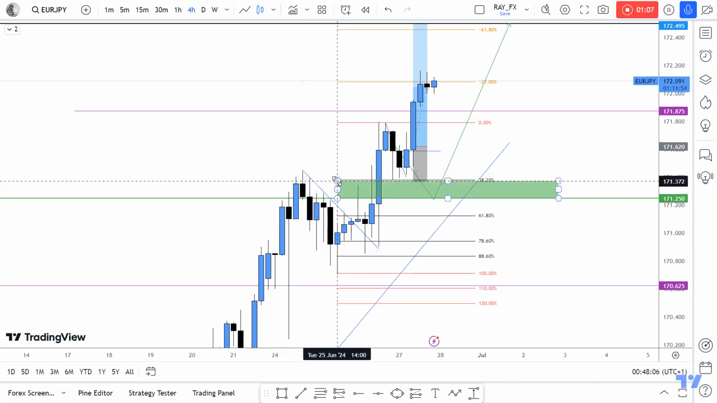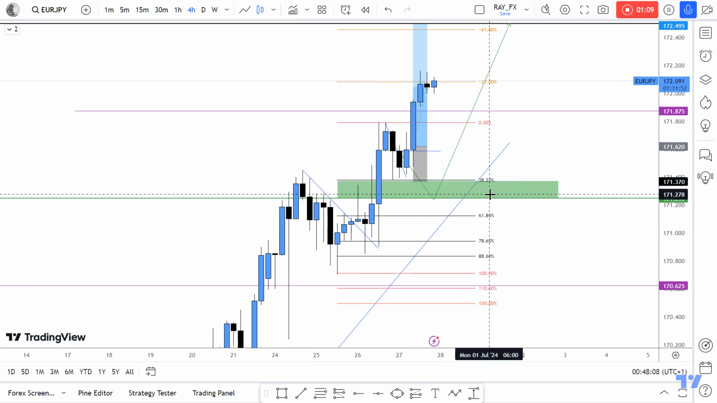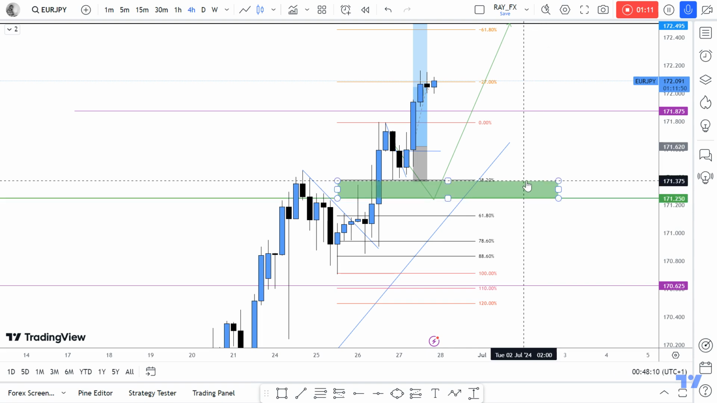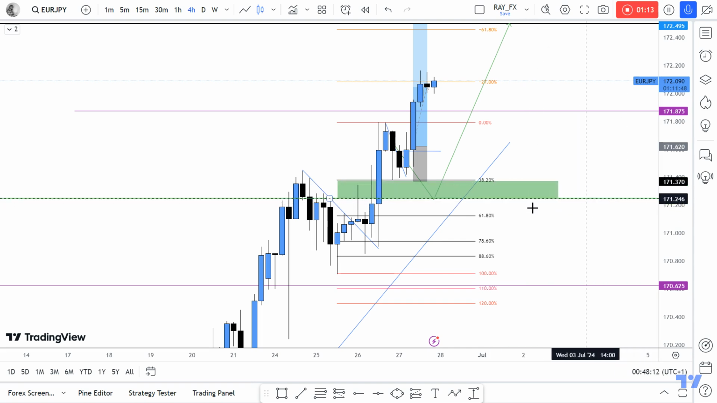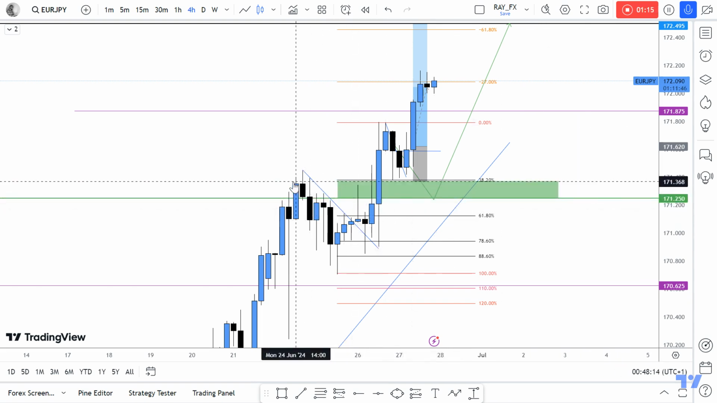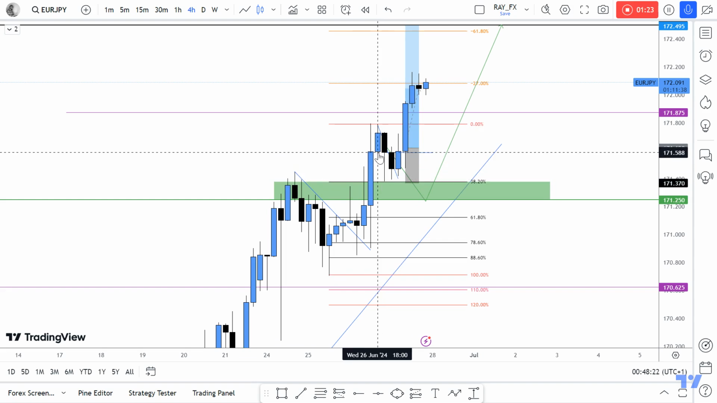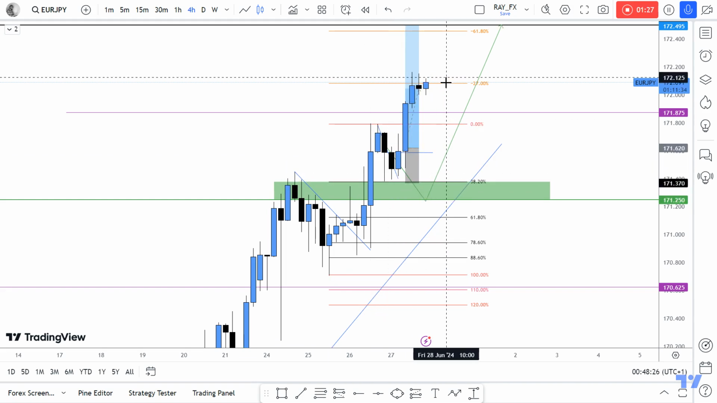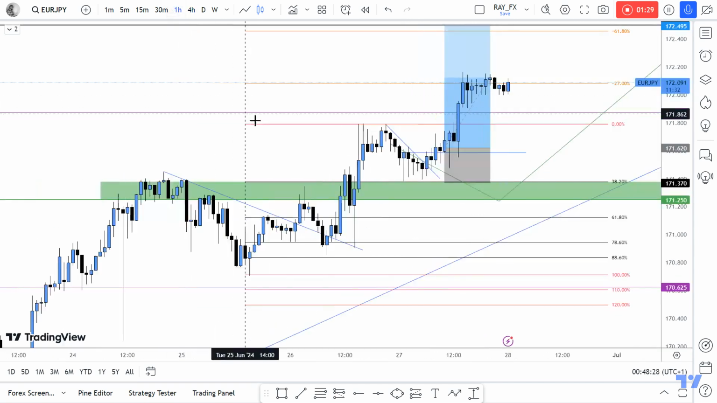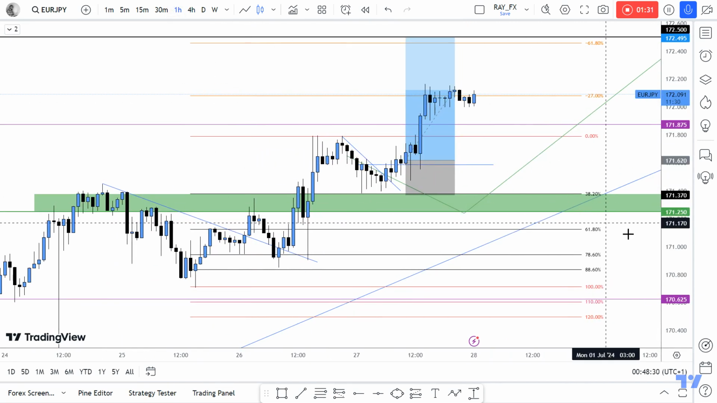So we saw the 38.2 confluence zone, we saw 171,250, and of course, we saw this previous high area here. This region was a hot zone for this pair to come into and then reverse. Price didn't even dip into the region. It just tapped 38.2 and then rallied to the upside.